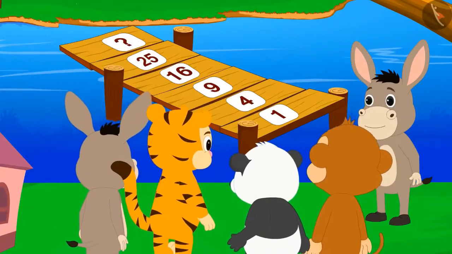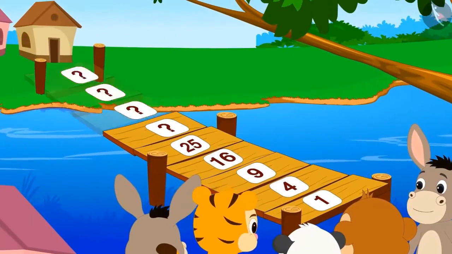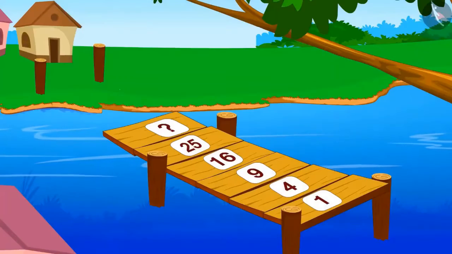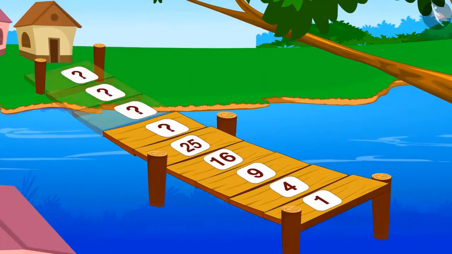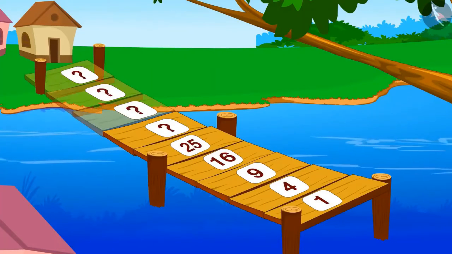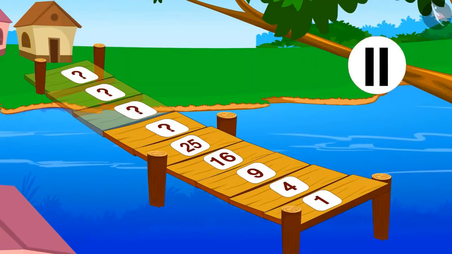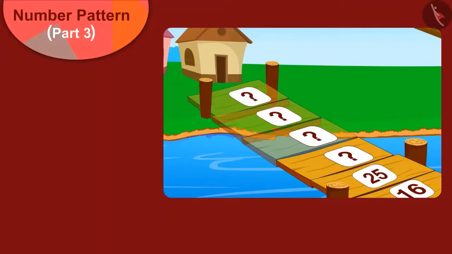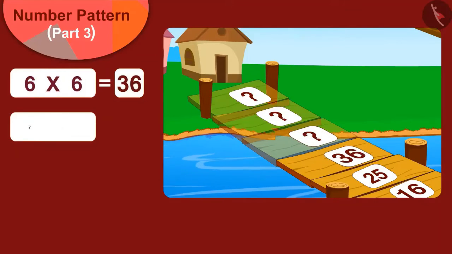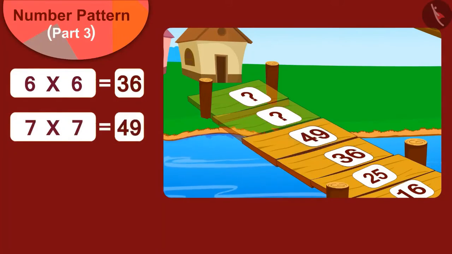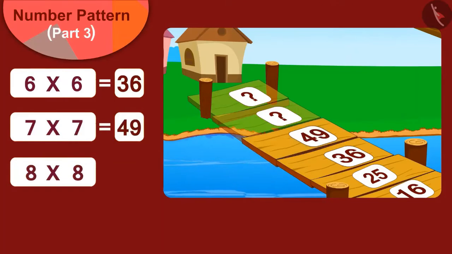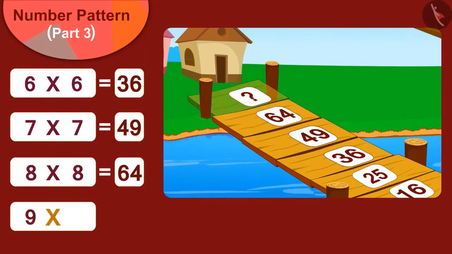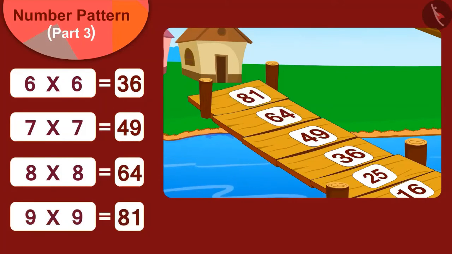Now, all the villagers started finding the numbers of the next planks. Children, can you also find the numbers of these 4 remaining planks of the bridge? If you wish to, you can stop the video and find the solution. Yes, the remaining 4 planks of the bridge will be numbered 6 times 6, 36. 7 times 7, 49. 8 times 8, 64. And 9 times 9, 81.